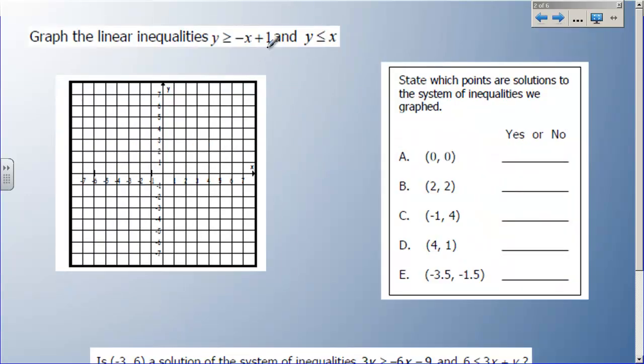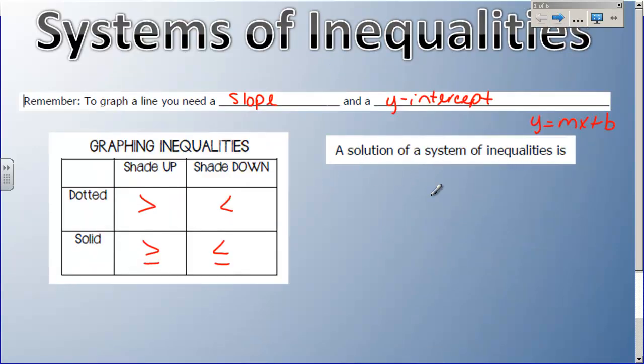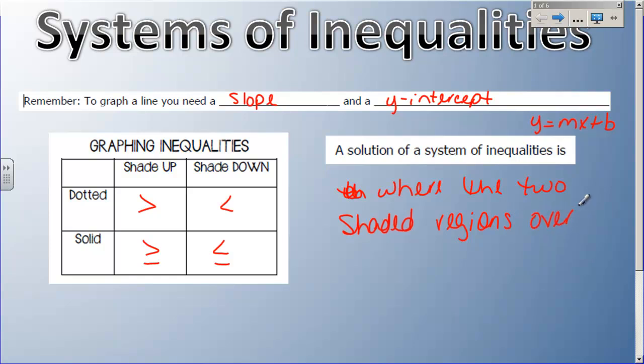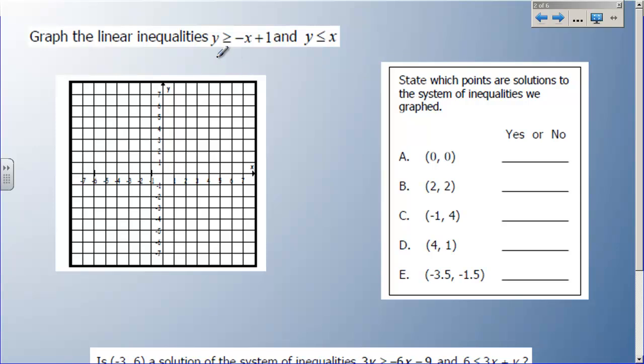So we're going to graph these two inequalities really quick. Oh, I forgot something. A solution to a system of inequalities is where the two shaded regions overlap, because remember when we do an inequality we shade. And so we're going to graph two inequalities this time, and they're each going to have their own little shaded region, and where the shaded regions overlap is where you have a solution. So we're going to graph these two, and then we're going to look at the solution area and determine if these are actually solutions to it or not.